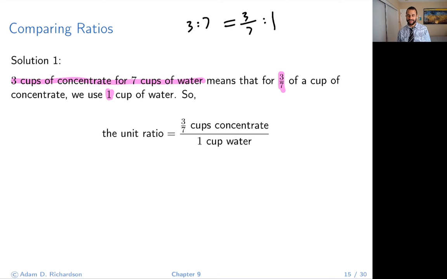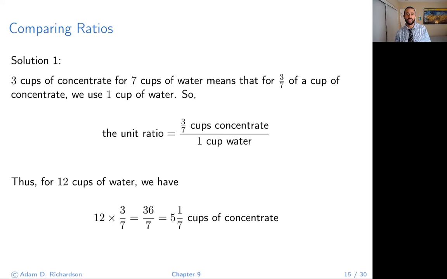There it is. You can kind of cheat and just do some symbol manipulation if you divide both of these by 7, so to speak. I'm going to write this in red because the way I'm writing this down is not mathematically valid. In fact, I encourage you to verify that you're allowed to do this, because what I'm doing is written in a very misleading way. But if I do this, then I get 3/7 to 1. And that means I need 3/7 of a cup of concentrate to 1 cup of water. So this is our unit ratio.